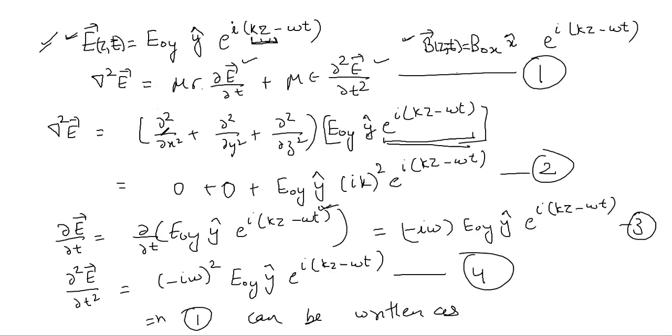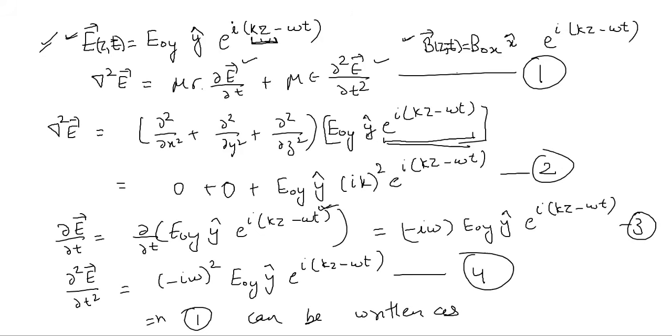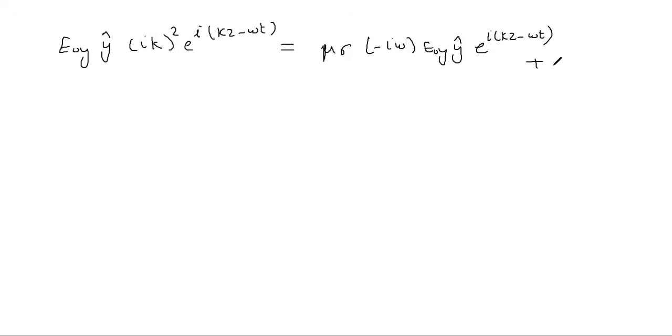Okay. And mu sigma curly E by curly T. So I'll write mu sigma curly E by curly T is minus iota omega E0y y unit vector e raised to power iota kz minus omega t. And then I had the last term where I had mu epsilon here, plus mu epsilon and then minus iota omega whole square E0y y unit vector e raised to power iota kz minus omega t.